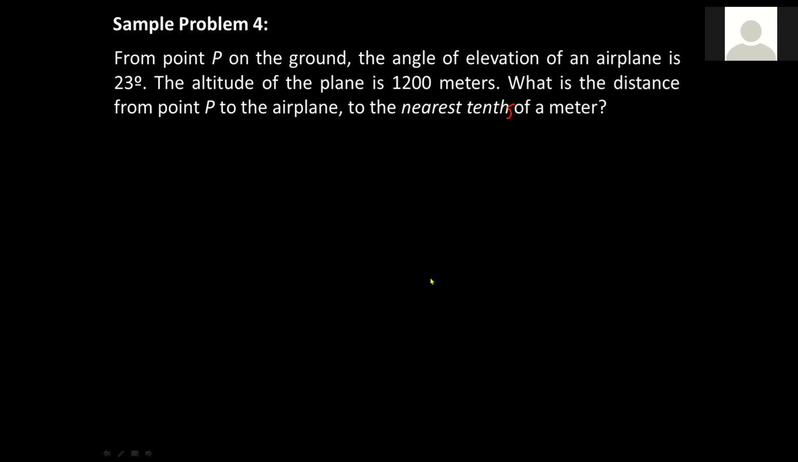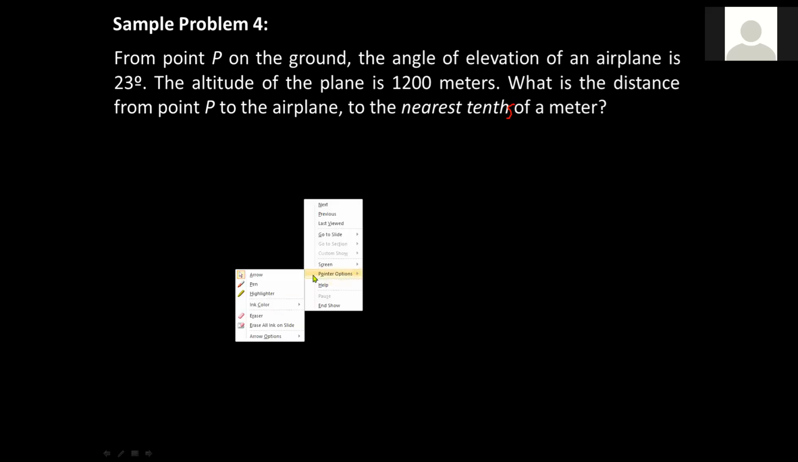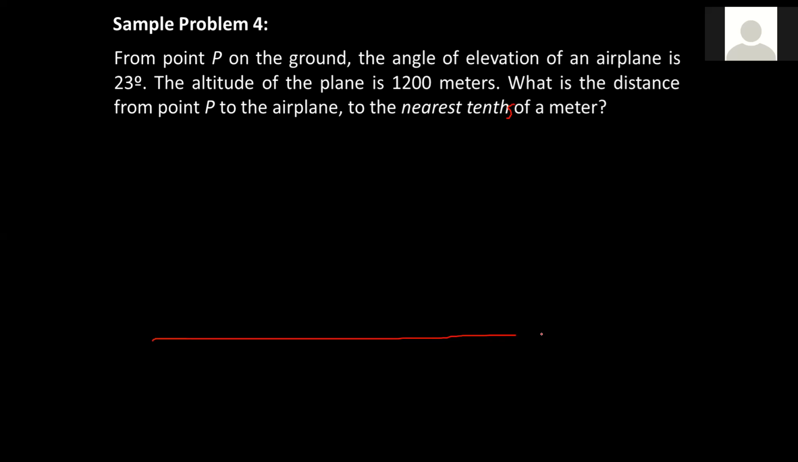From point P on the ground. So, nasa ground, point P. The angle of elevation of an airplane, ibig sabihin yung airplane nasa taas. Okay? O, drawing ko bago ko ipakita yung figure. Yung ground natin at a certain point, P. Let us just assume that this is point P. And then, the angle of elevation of an airplane, ibig sabihin, nandito yung airplane natin. Okay, lumilipad, no? Okay, yan yung airplane natin. So, nakatingin yung observer sa airplane. Connect natin. Ito yung ating angle of elevation na 23 degrees.